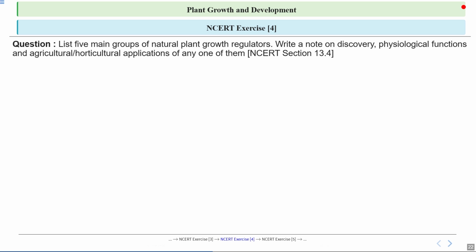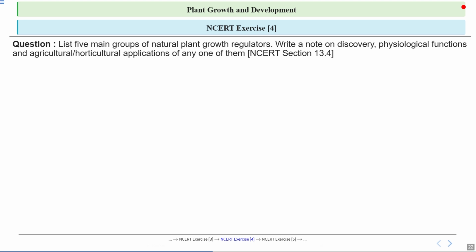So this is question number 4, and the question is, list 5 main groups of natural plant growth regulators. Write a note on discovery, physiological functions, and agricultural or horticultural applications of any of them. So this question will cover your NCERT section 13.4.